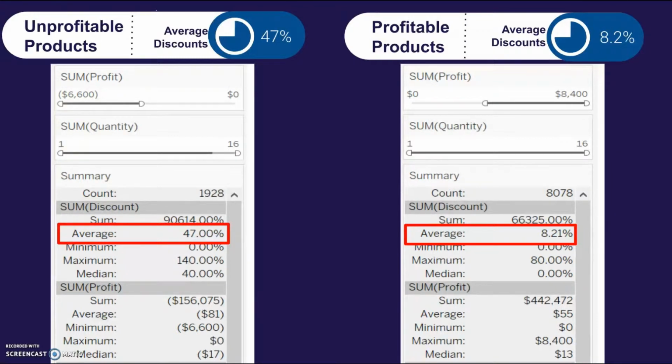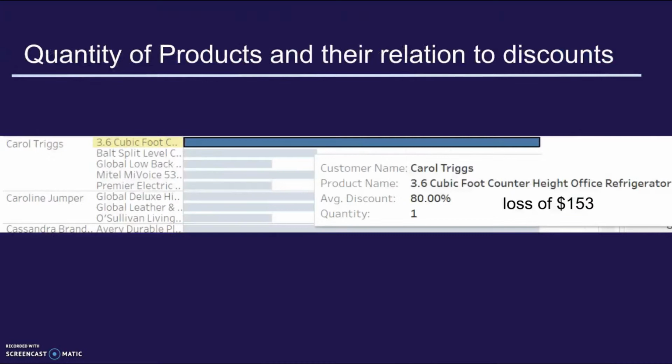Another aspect of Superstore offering the wrong discounts is captured here in this visualization. You can see that Superstore is giving an 80% discount to Carol Triggs for only one office refrigerator. Superstore loses a profit of $153 because of this mismanagement of discounts.